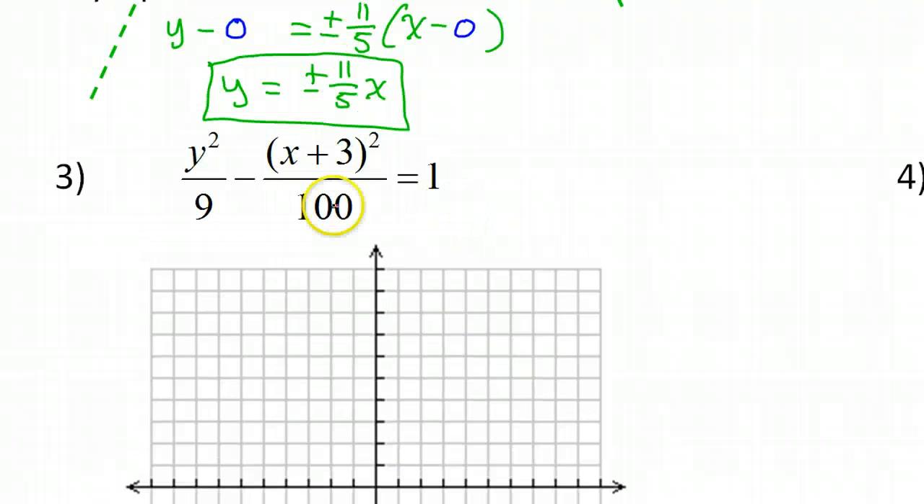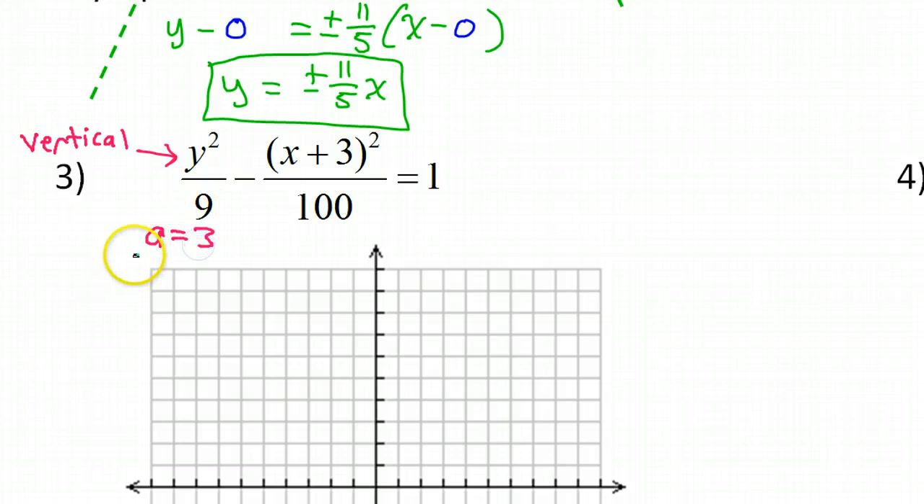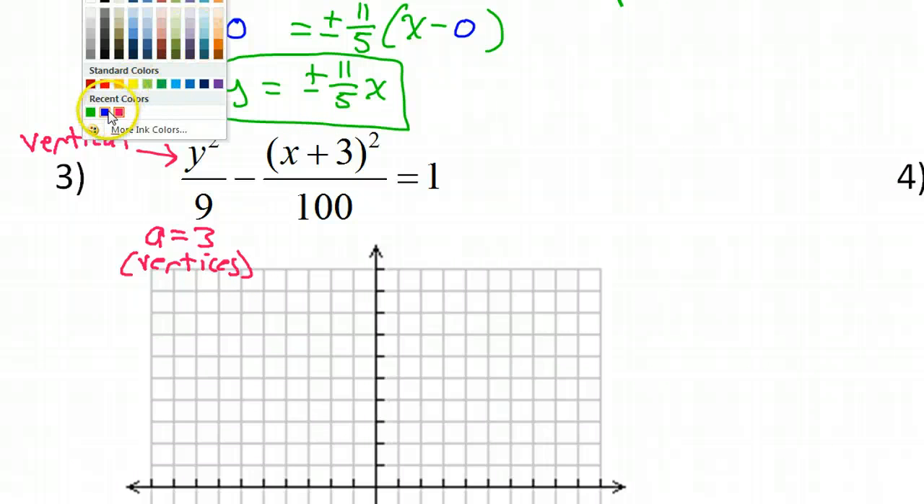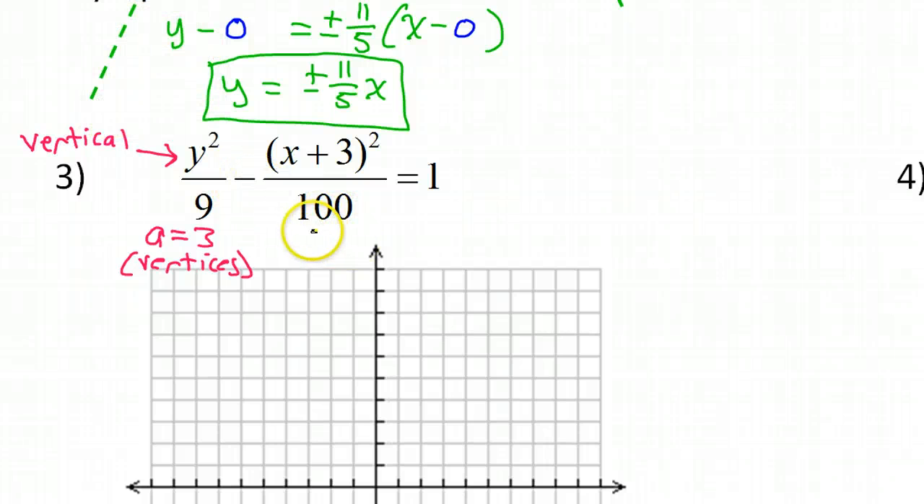Okay, once again, the positive term is where all the action is. Because the positive term is a y, I know that this time it's going to be vertical. Okay, the positive term gives me my a value of 3, which is where I will get my vertices from. Okay, the negative term is going to give me my b value, which is 10. This is where my co-vertices will come from.